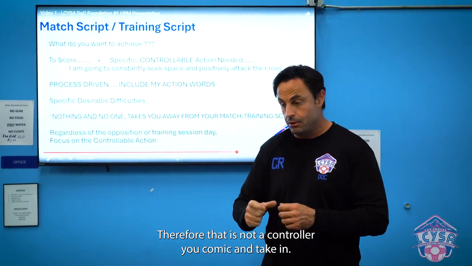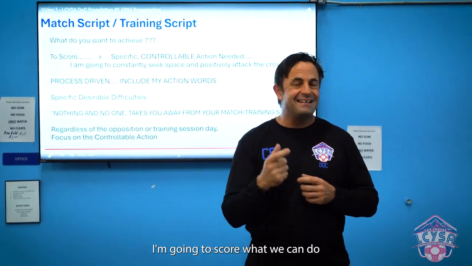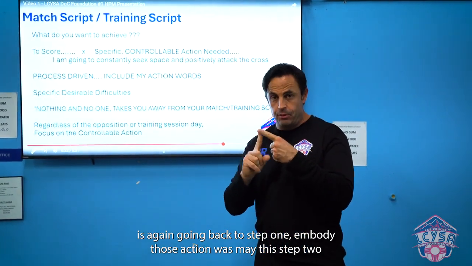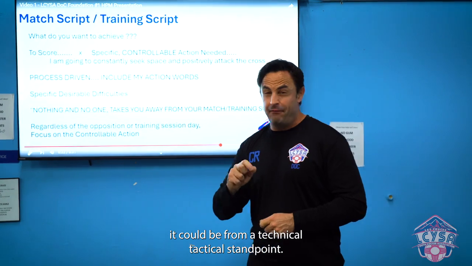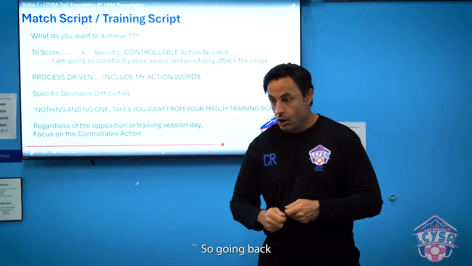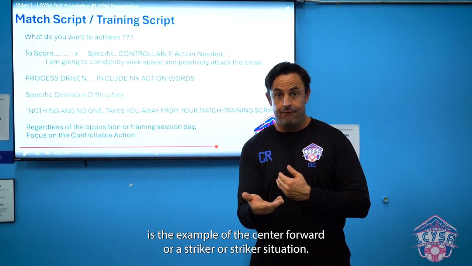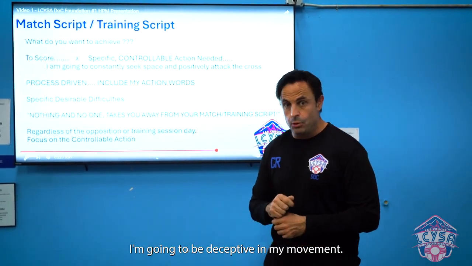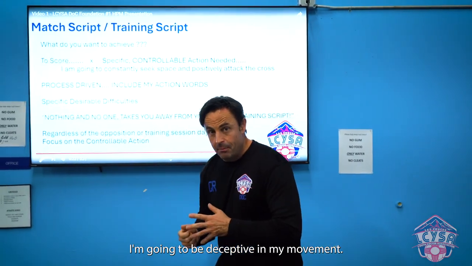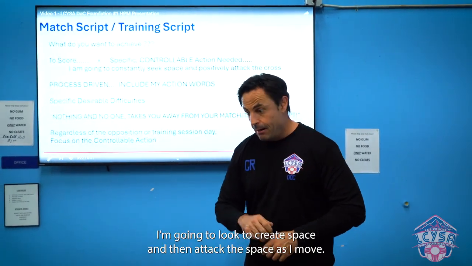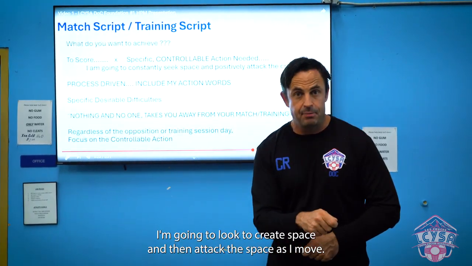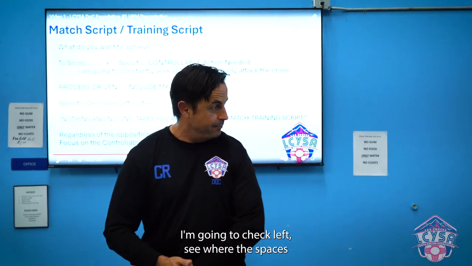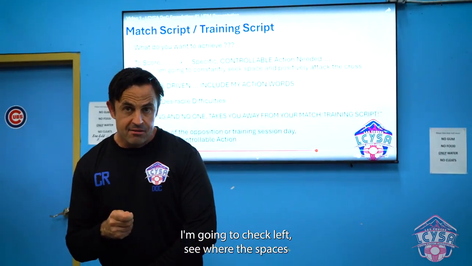You cannot guarantee going in, I'm going to score. What we can do is, going back to step 1, embody those action words and behaviors. Step 2 can be from a technical, tactical standpoint. Going back to the example of the centre forward or striker, instead of scoring the goals, I'm going to be deceptive in my movement. I'm going to be clever. I'm going to look to create space and then attack the space. As I move, I'm going to move with intent and purpose. As I move right, I'm going to check left, see where the space is.